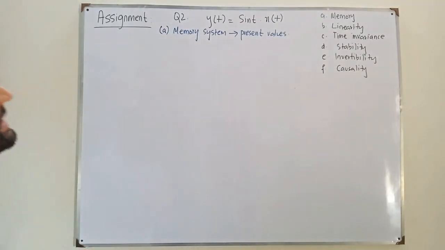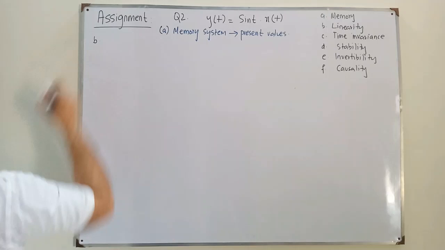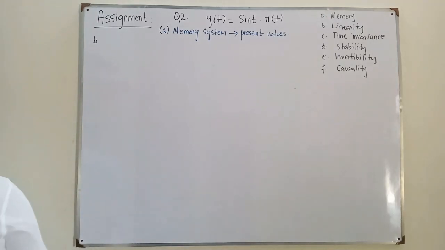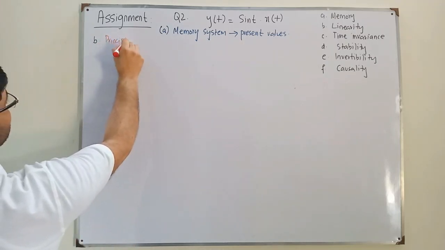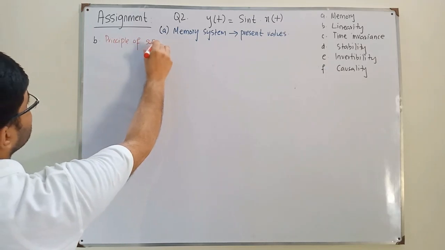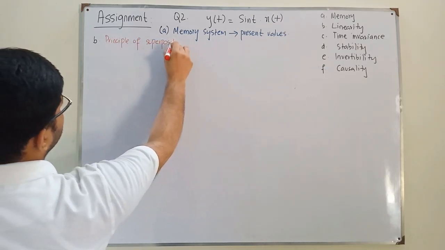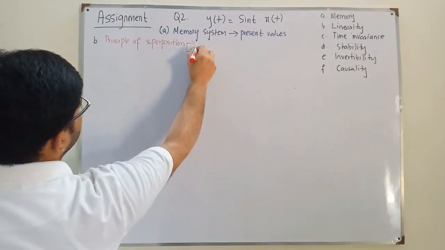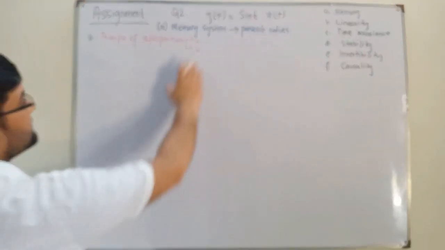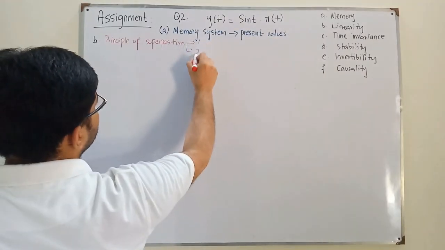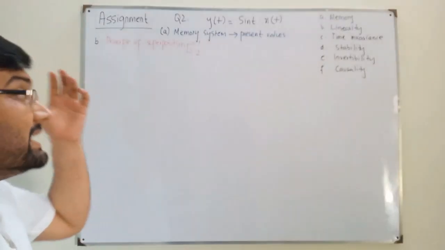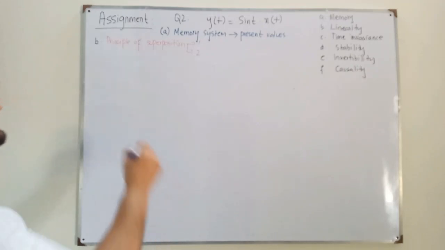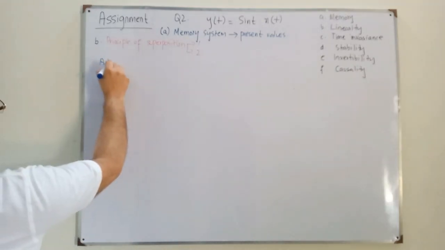Part B is on linearity. Now you know for linearity, you have the principle of superposition, and it consists of two properties again, 1 and 2: additivity and homogeneity. So first, let's say I check for additivity.